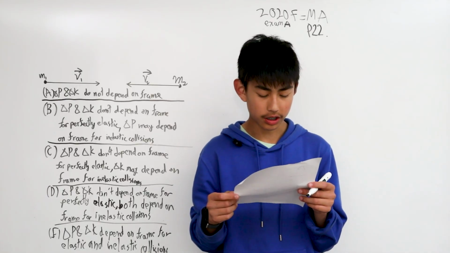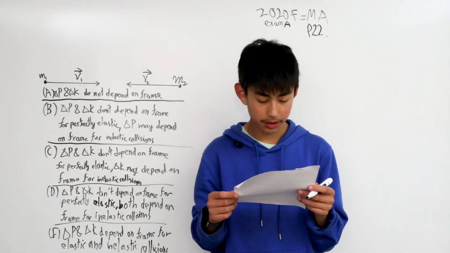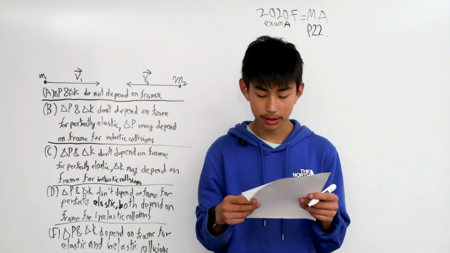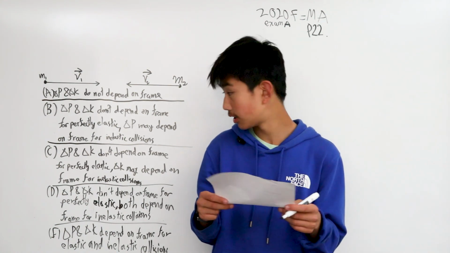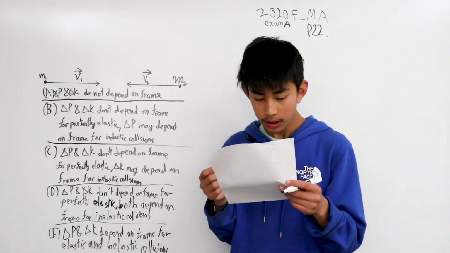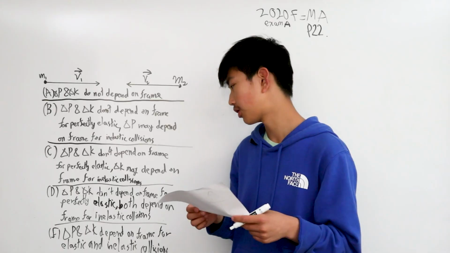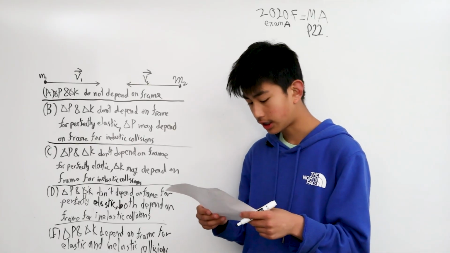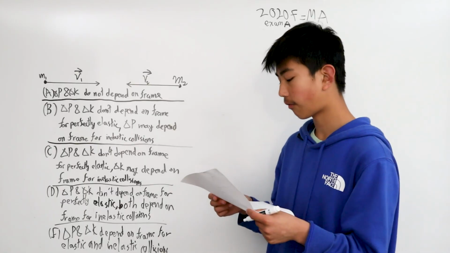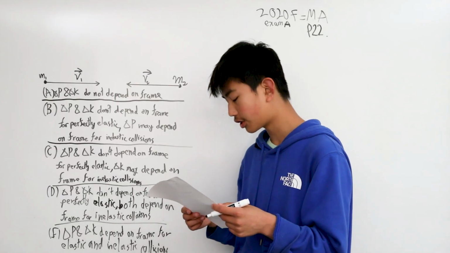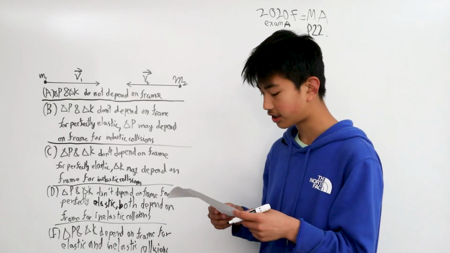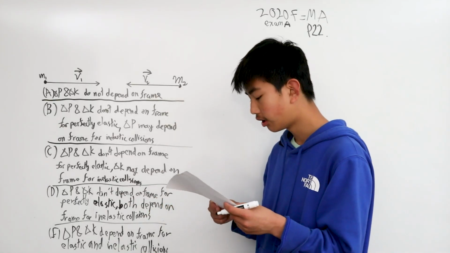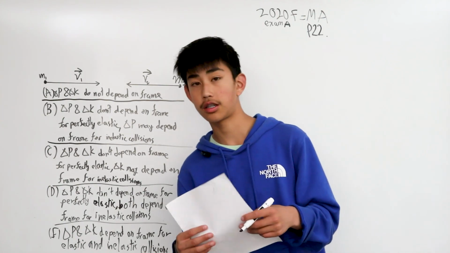A. Delta P and delta K do not depend on the frame. B. Delta P and delta K do not depend on the frame for perfectly elastic collisions, but P may depend on the frame for inelastic ones. C. Delta P and delta K do not depend on the frame for perfectly elastic collisions, but K may depend on the frame for inelastic ones. D. Delta P and delta K do not depend on the frame for perfectly elastic collisions, but both may depend on the frame for inelastic collisions. And E. Delta P and delta K may both depend on the frame for both perfectly elastic and inelastic collisions.